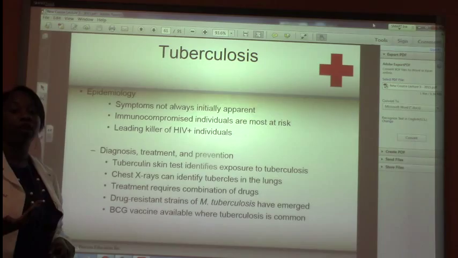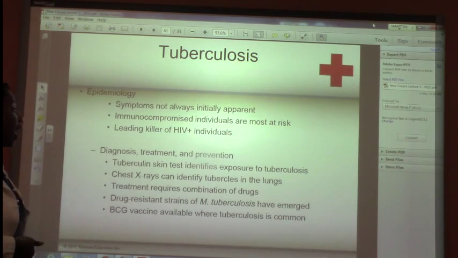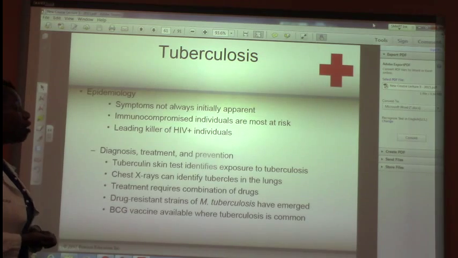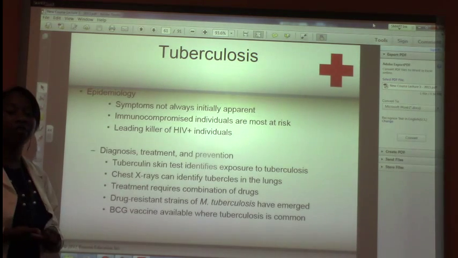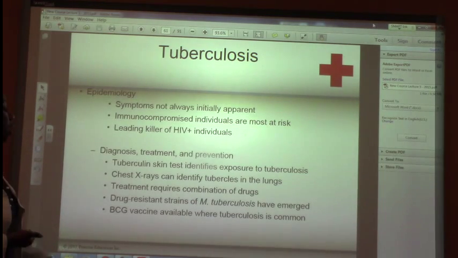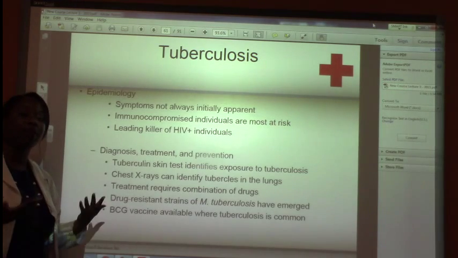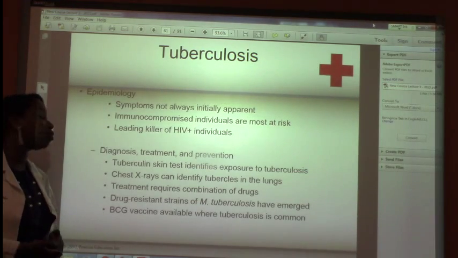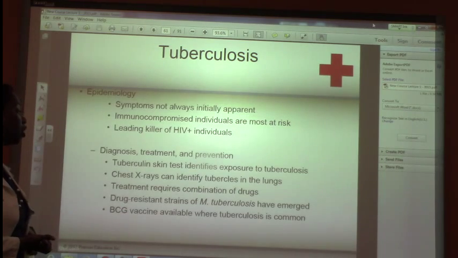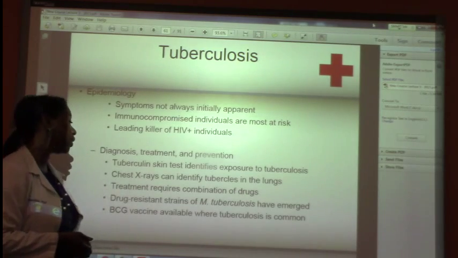Individuals that are immunocompromised, such as those with HIV, are most at risk. It happens to be the leading cause of death in HIV positive individuals, and it is an opportunistic infection within HIV positive individuals. So we can diagnose it by performing a tuberculin skin test. Most of us have had those to enter into school or to obtain certain types of jobs.